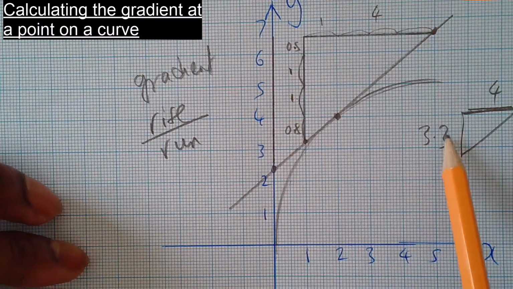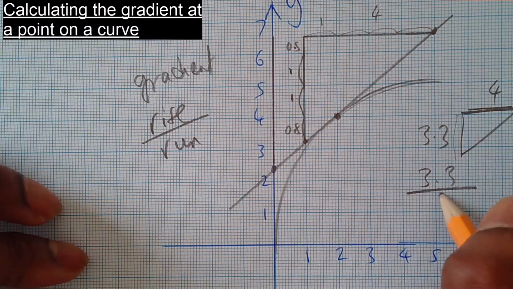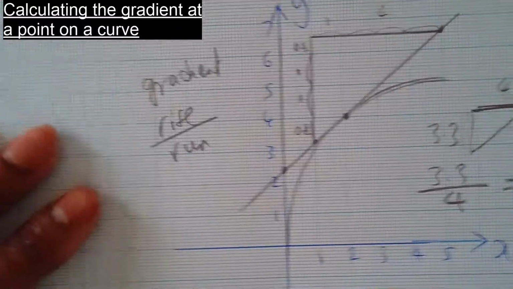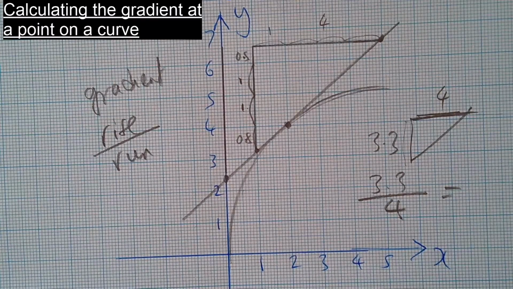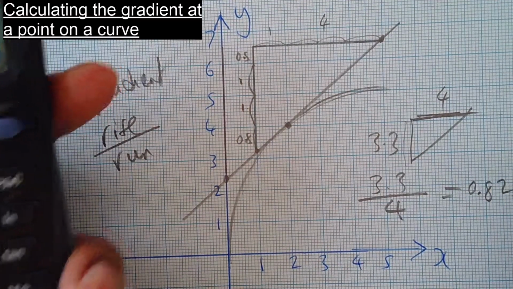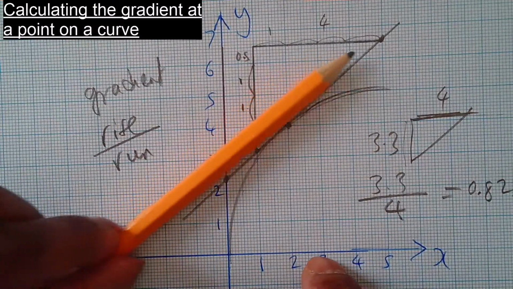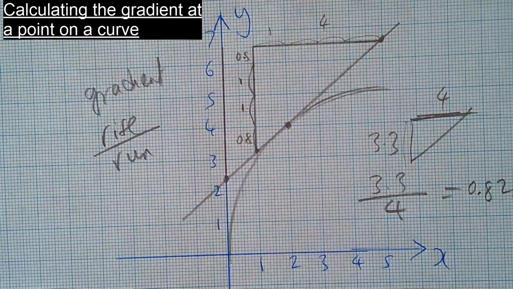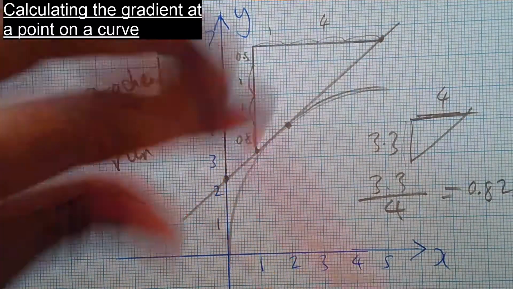So what I'm going to do now is rise over run, 3.3 divided by 4. That is the gradient. It's going to be a positive number because this line is going uphill. If that line was going downhill like this, that way, it would have been a negative gradient.